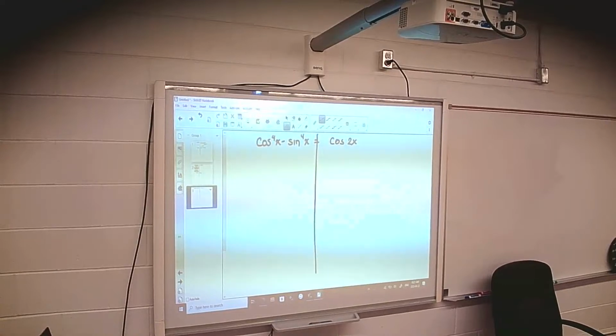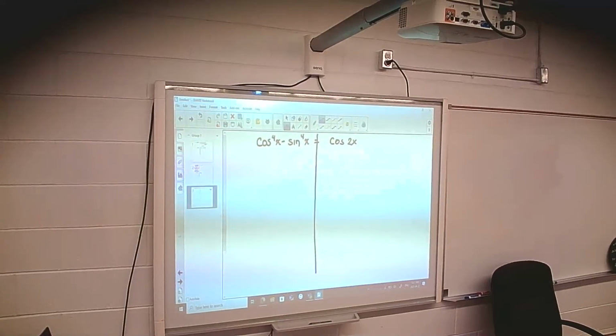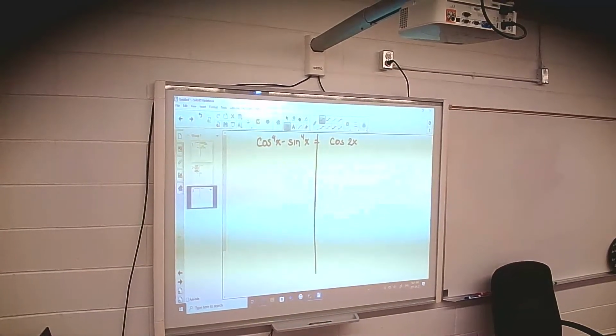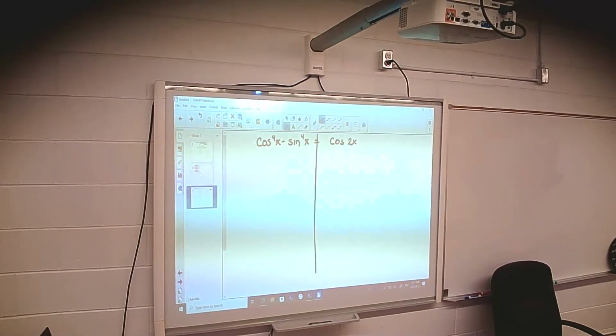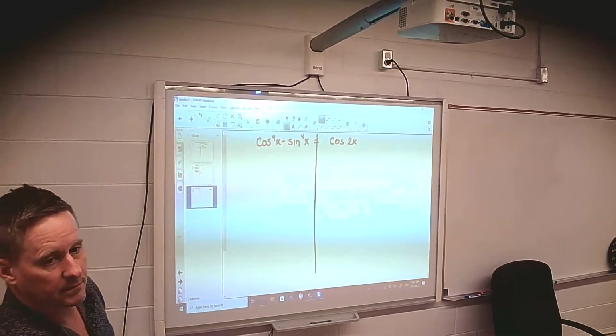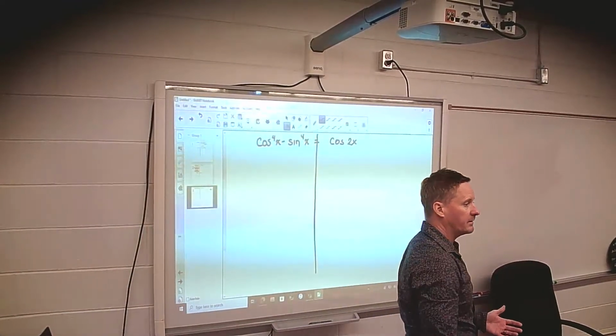What do you recognize about the left side here? To the 4th. That's right. What else do you see? Going through your tips, there's no identity dealing with the 4th, is there? So we can't use the Pythagorean one because it's not squared. We can't use a double angle one on the left side because they're not looking like double angles at the moment, right?